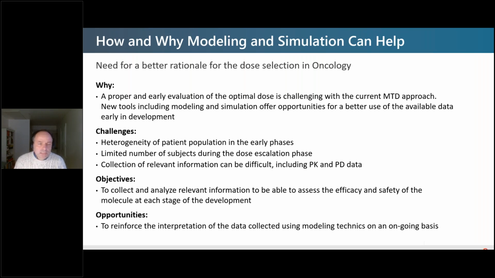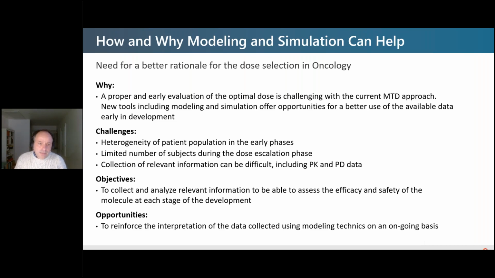Why do we want to do this? It is maybe because you all realize that recently FDA raised the bar in terms of dose selection in the context of oncology, and that currently the MTD approach is maybe not appropriate any longer. So we believe that modeling and simulation can really be a proper tool to use appropriately the endpoints, the early endpoints available in early phase of development.